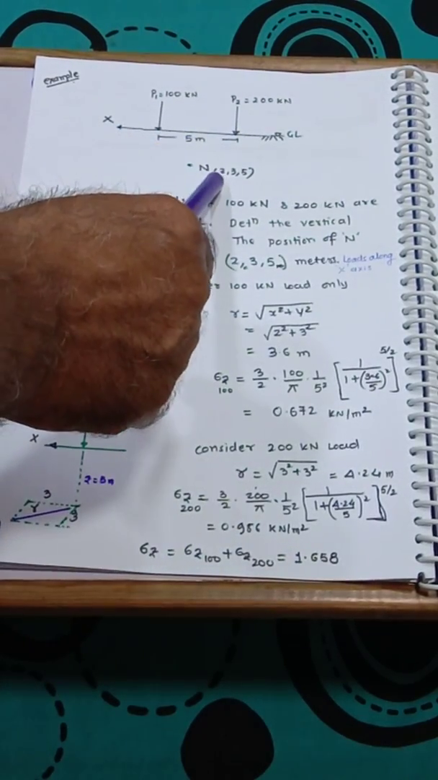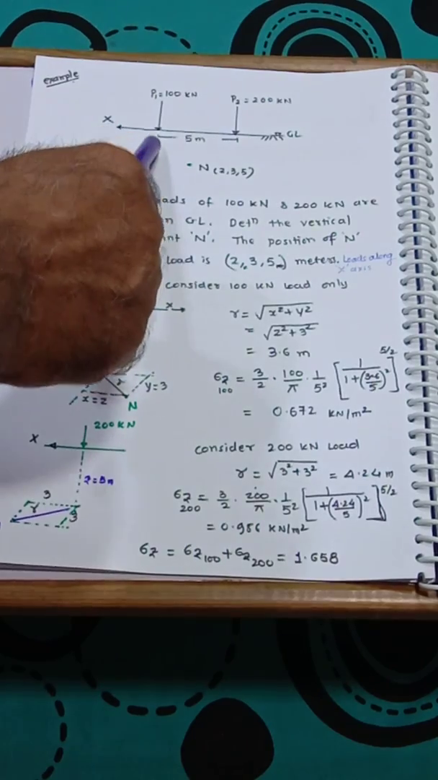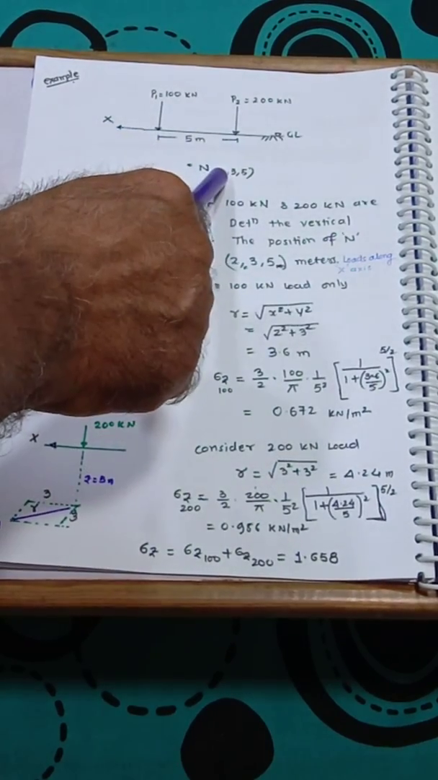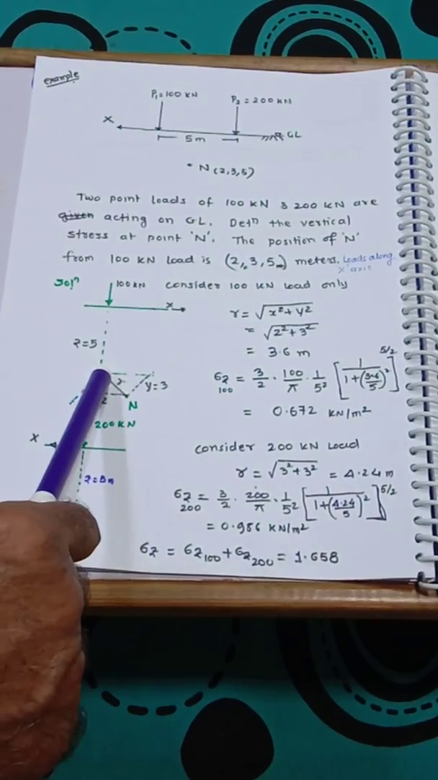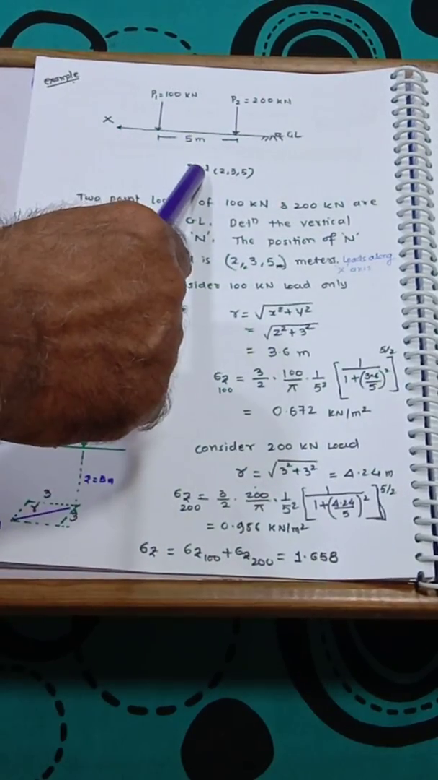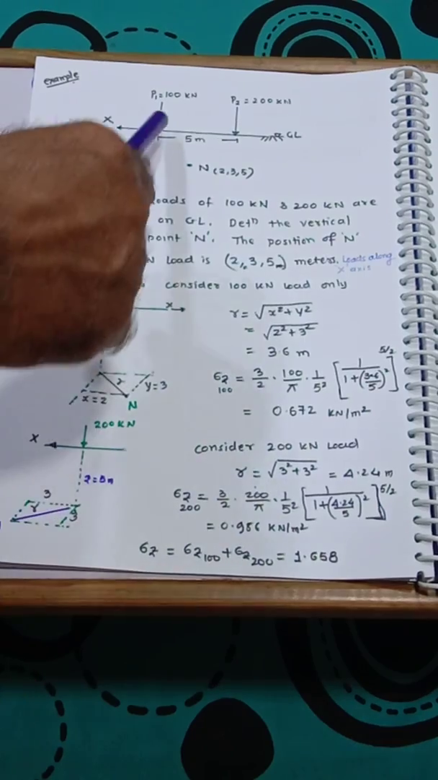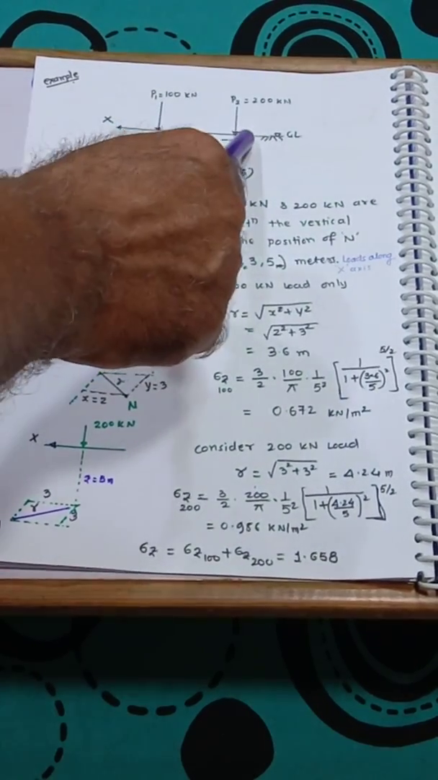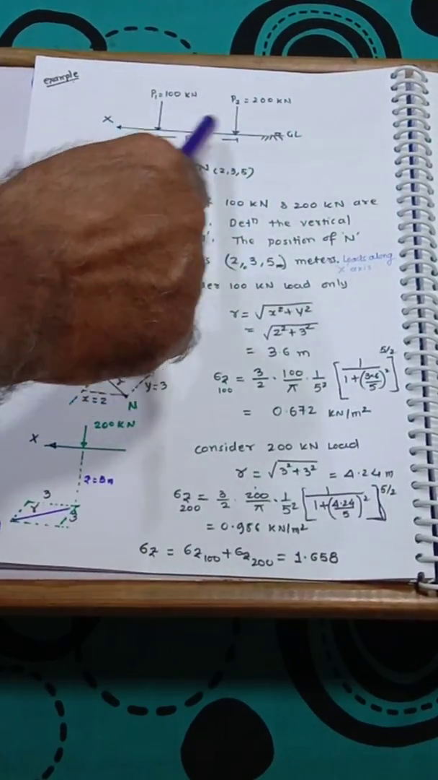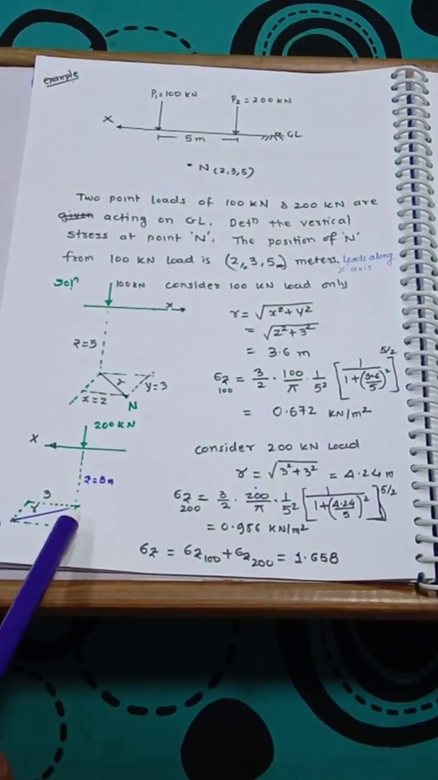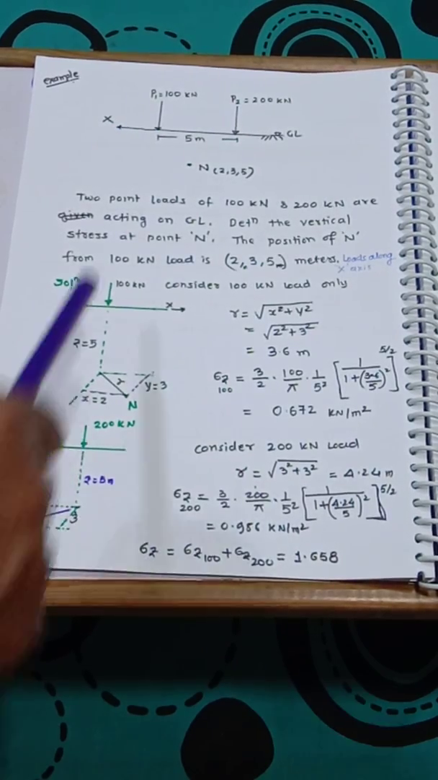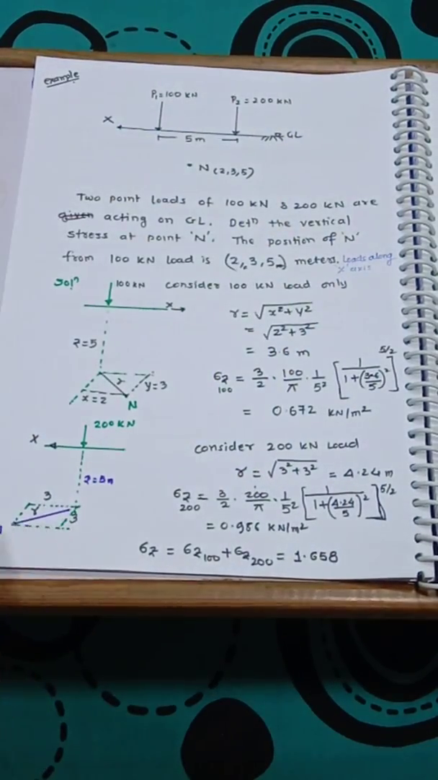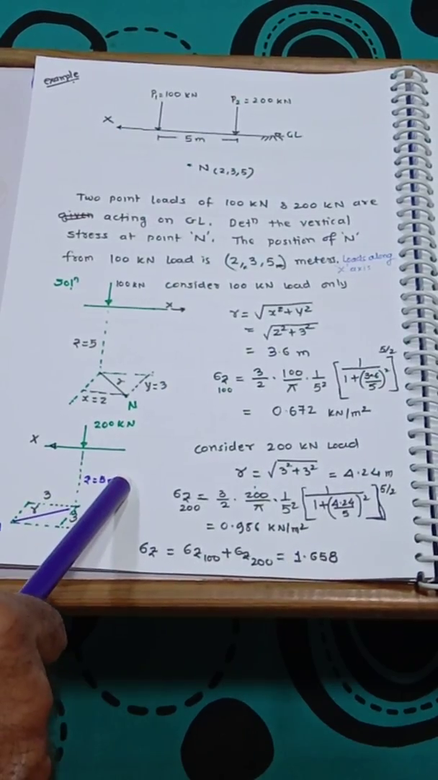Now this distance 2 is given from the first load, that's why it is measured from the left, it is mentioned, that's why this distance is 2. Therefore when we consider the second load, neglecting the first, the distance from the 200 kilonewton is the remaining 5 minus 2, 3 meter. So that's why the point N has a coordinate 3. Y remains the same because the loads are parallel to the x direction, and z is also constant, that is 5 meter.